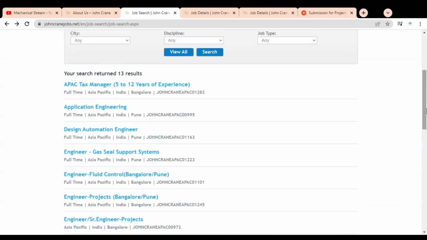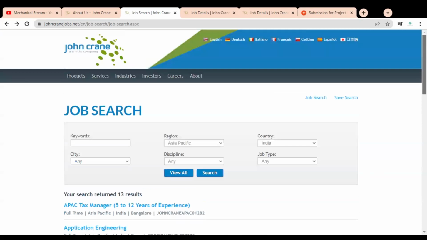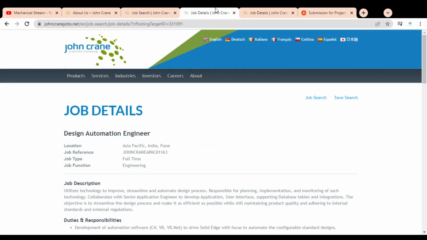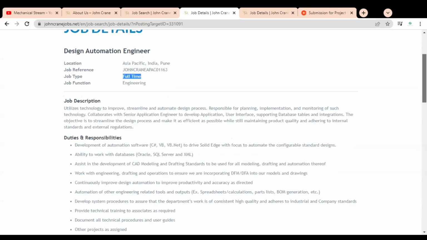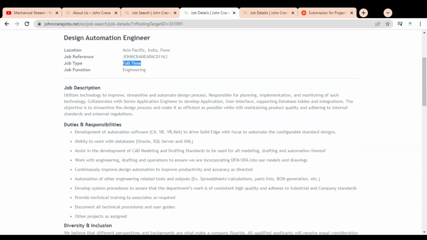So friends, we are going to check some of the jobs to know the job description and how you can apply. The first job is design automation engineer, and you can see it is for the Pune location, job type is full-time, and job function is engineering. Here you can see a small job description is given: you have to utilize technology to improve, streamline and automate the design process.